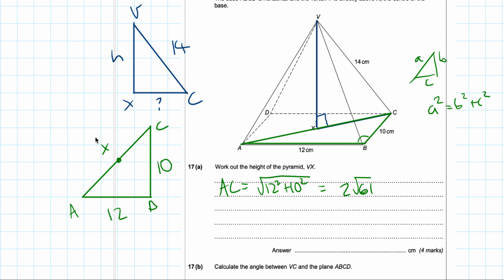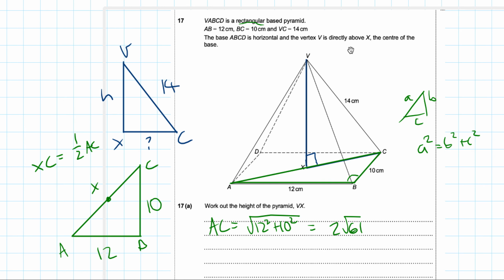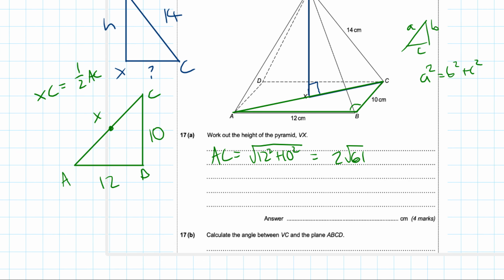From here, we want to find XC. Now, XC is halfway between A and C, and we know that because the question tells us that it's at the centre of the base, so it's exactly halfway in our rectangle, and when we do a line that goes across from one end of the rectangle to the other, X is halfway across that line. So here we know that XC is equal to 2 root 61 divided by 2, AC divided by 2. So that gives you an answer of root 61.